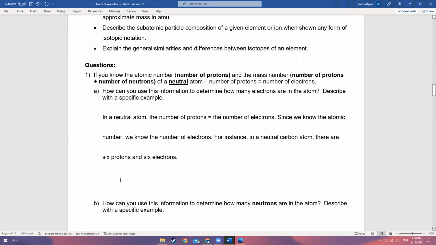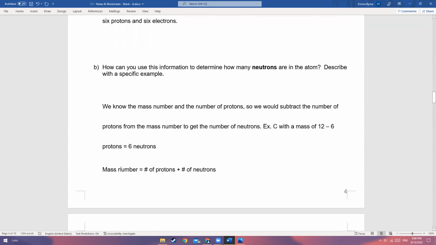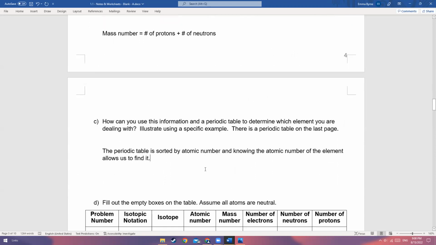So that's our first 3 questions here, some really good review of the vocabulary that we touched on in the notes. If you are struggling with this in any way, don't worry. I know it's a lot to process at first. Just definitely feel free to ask questions or write on the discussion board if you ever feel stuck.